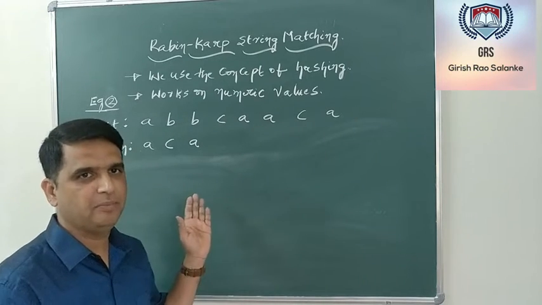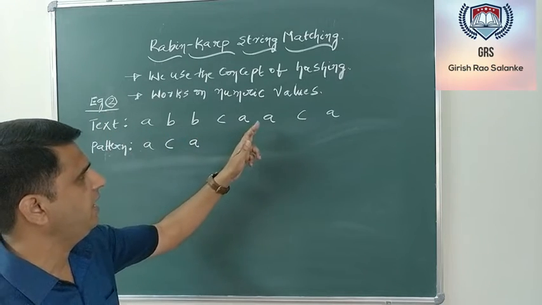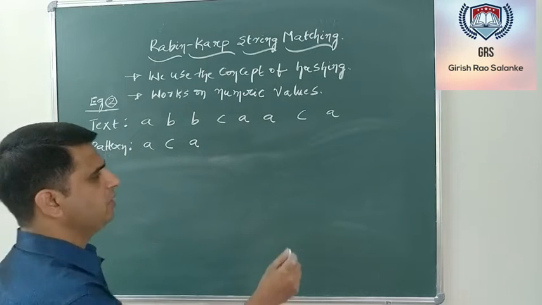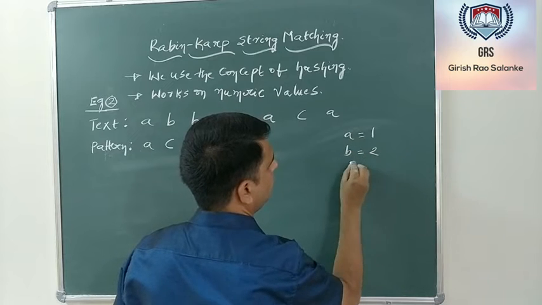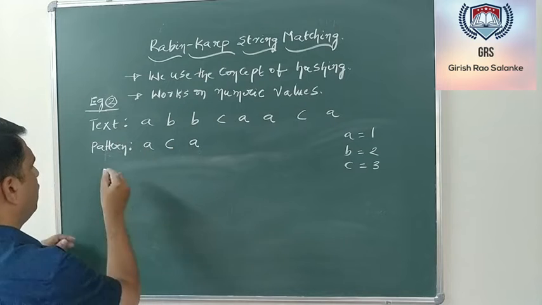I have taken the same example. Let me take the same example wherein my text is ABBCAACA and my pattern has the characters ACA. Let me use the numeric values: for A it is 1, for B it is 2, and for C it is 3. Now let me construct the hash value for the pattern.